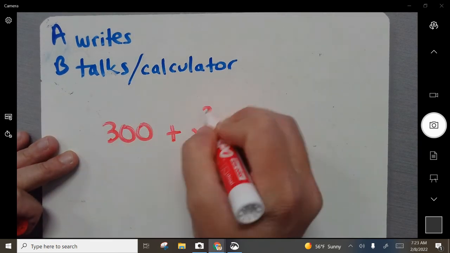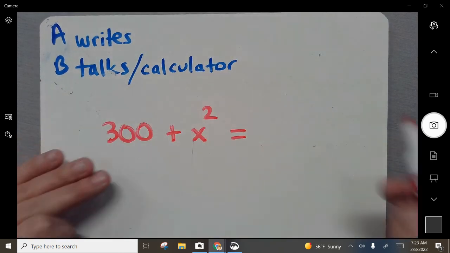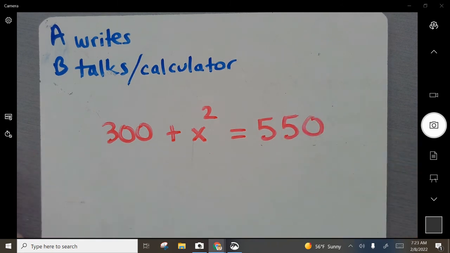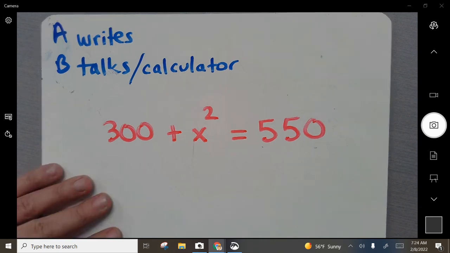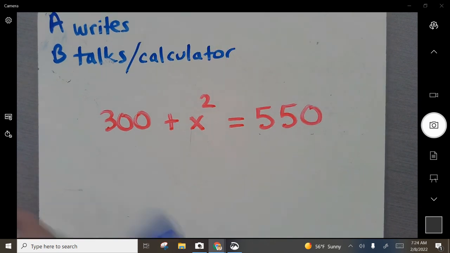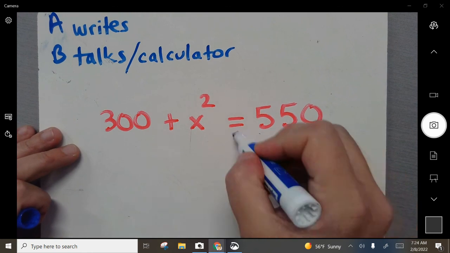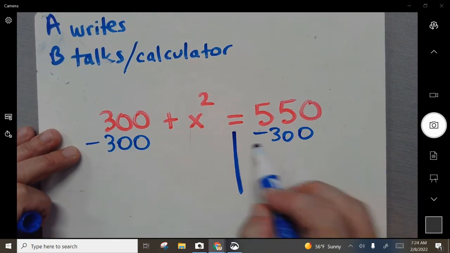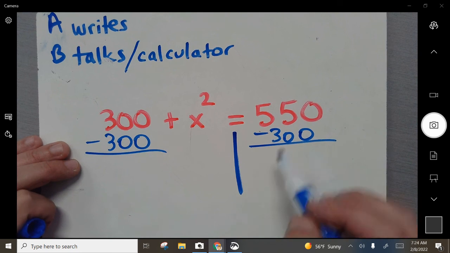$300 plus x squared equals 550. All right, do the best you can. Work on this one, and I'm going to show you the one little curveball I have on there after this one. All right, guys. You're going to subtract 300. You're going to get 150.